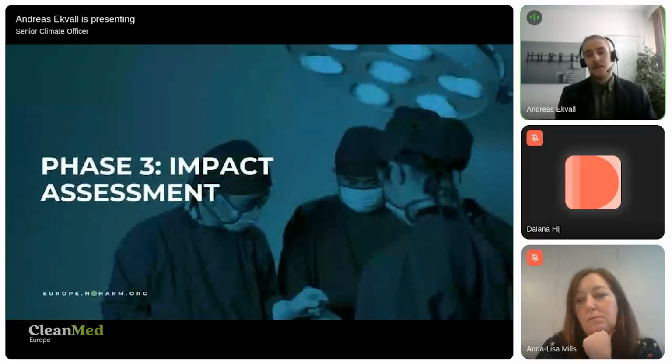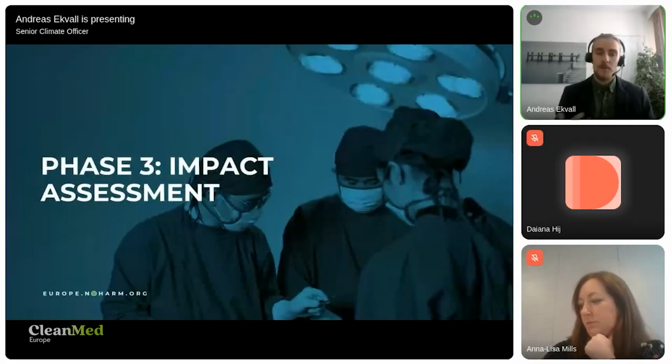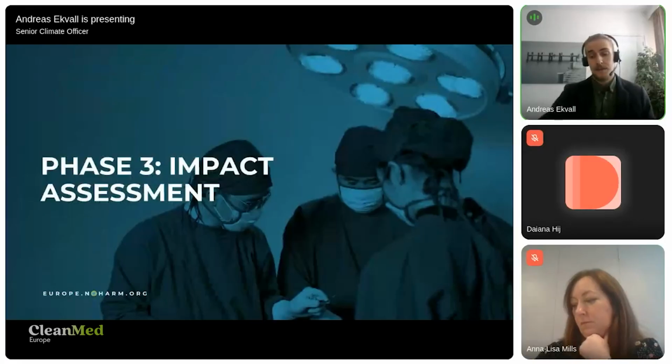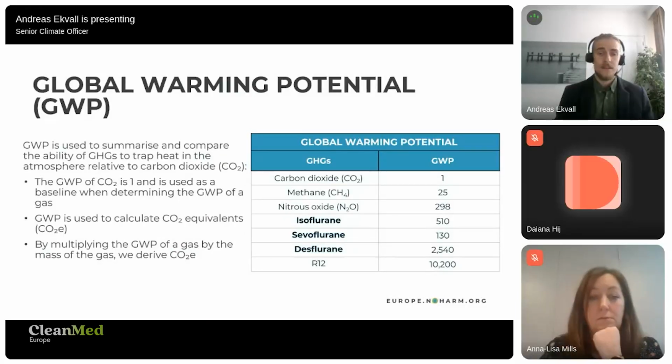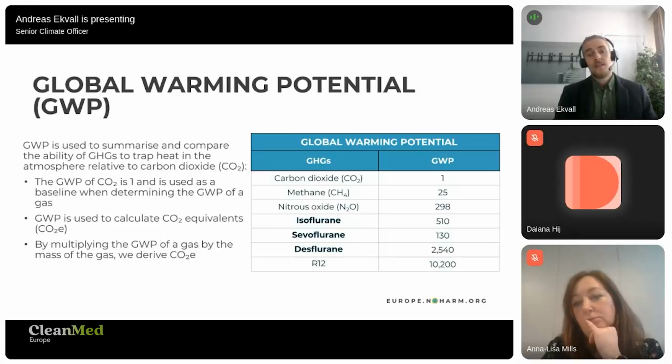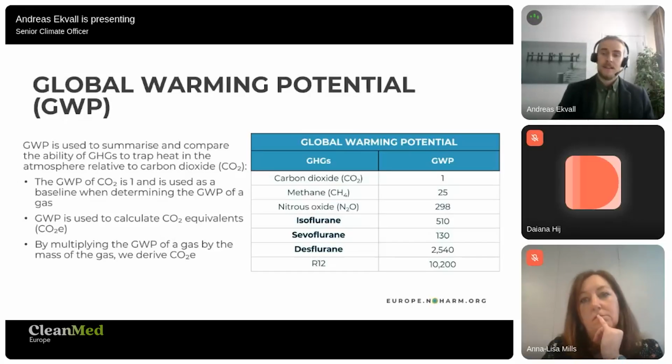When you have collected all the relevant data, you are ready to assess your carbon footprint. This is called impact assessment. An essential concept to understand when calculating a carbon footprint is global warming potential. It is used to summarize and compare the ability of greenhouse gases to trap heat in the atmosphere over a specific period. This happens relative to carbon dioxide. Crucially, the global warming potential of carbon dioxide is 1, and is used as a baseline when determining the global warming potential of another gas.